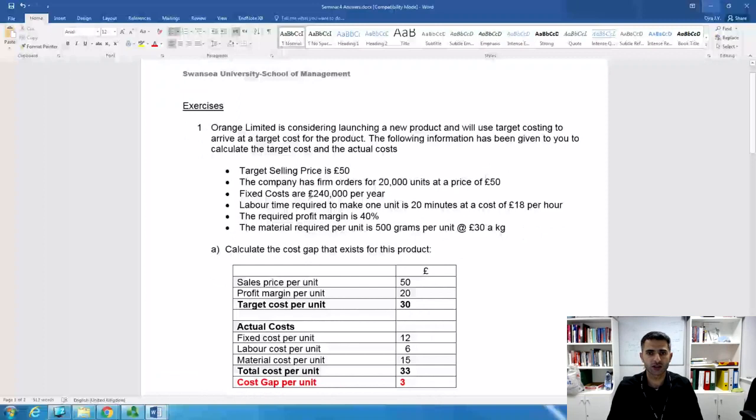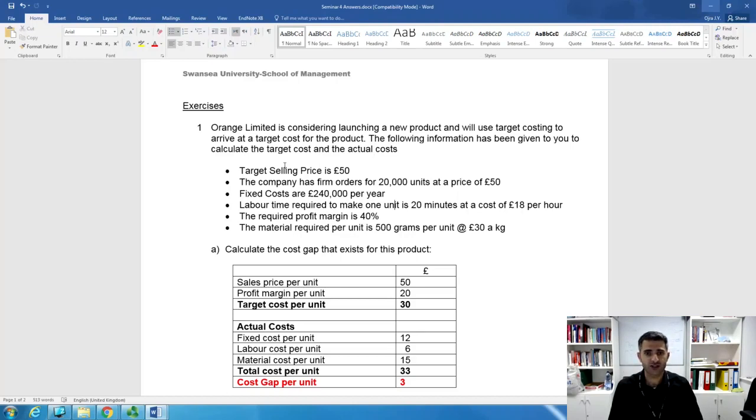In the first question, this company Orange Limited is considering launching a new product and will use target costing to arrive at a target cost for the product. The following information has been given to you to calculate the target cost and the actual cost. The target selling price, the business target selling price, is £50 per unit. The company has firm orders for 20,000 units at a price of £50. So this is the selling price per unit.